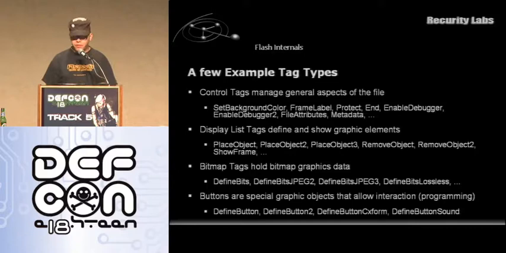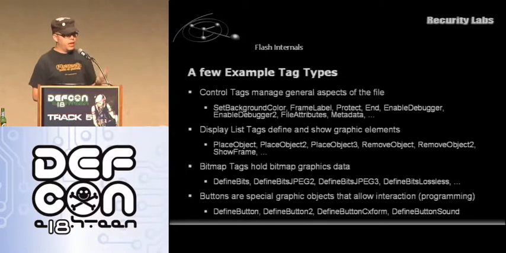We also have bitmap data. You see there's a define bits JPEG 2 and 3. I don't know, how hard can it be to not mess up a JPEG data structure? But anyway, and they have a special tag type that is a button, which is nothing else than a shape, but it has functionality connected to it.